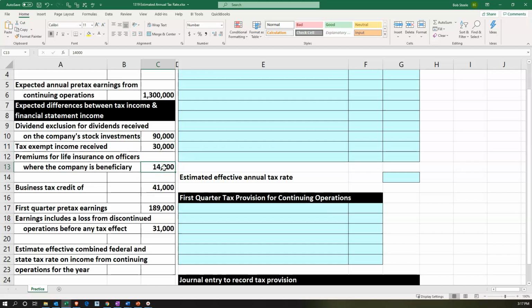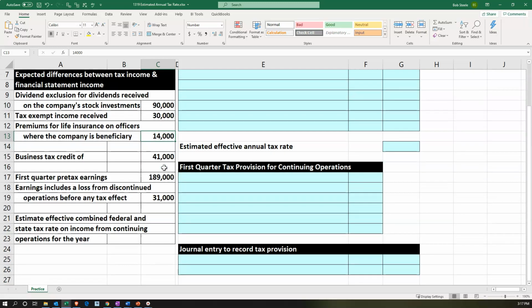So those are going to be differences that are permanent, in that they will not reverse over time. They're not timing differences that are just a factor of when things are going to be included or excluded from income, but whether or not they will be included or excluded. So these will have to be removed permanently. Then we have the business tax credit, so we have a credit that we want to be taking into consideration because we're going to have to apply that when we do our estimate for the actual tax liability for the quarter. Then we've got the first quarter pre-tax earnings, this is the earnings for the quarter now, $189,000.